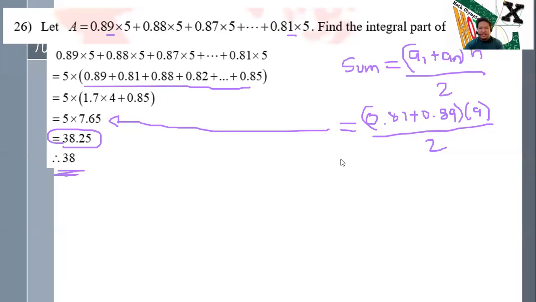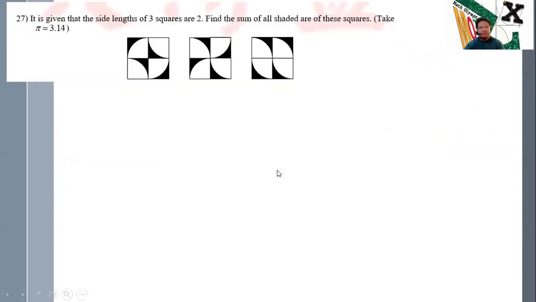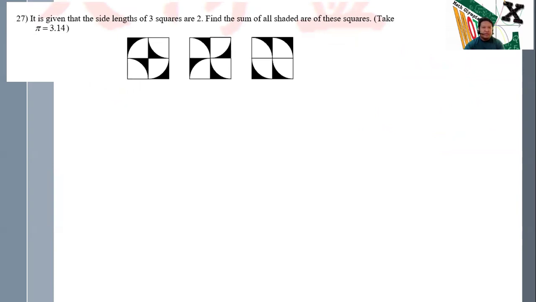Let's try to have, again, any question for this one? Clarification? Because if there's none, let's try to move forward to the next number. We'll go to question number 27. In the given figure, the length of the square is 3. The 3 squares are 2. Find the sum of all the shaded area of this square. So for this one, what will we do? We use pi to be 3.14.